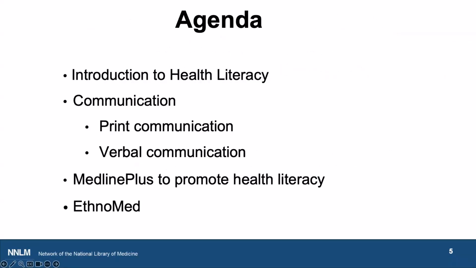Let's take a look at our agenda today. We'll start with an introduction to health literacy, in which we'll cover what it is, why it's important, and the epidemiology of health literacy, who is most impacted. Throughout this process, we're going to introduce you to some tools which you can utilize to promote health literacy.